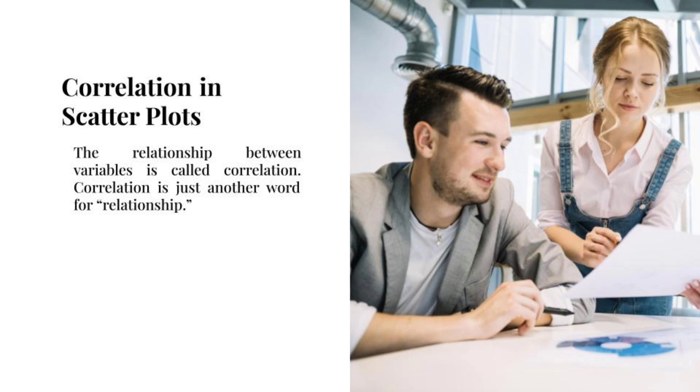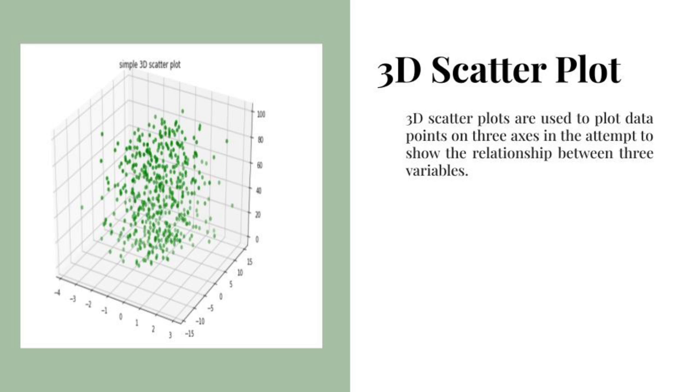If data points make a line from the origin from low x and y values to high x and y values, the data points are positively correlated. If the graph starts off with high y values and continues to low y values, then the graph is negatively correlated. Next is 3D scatter plot.